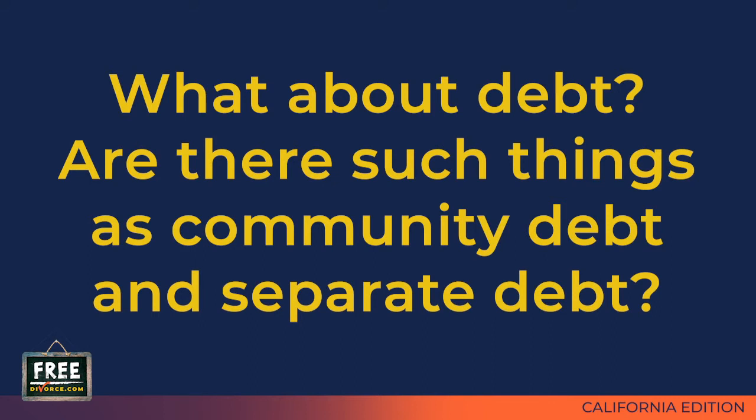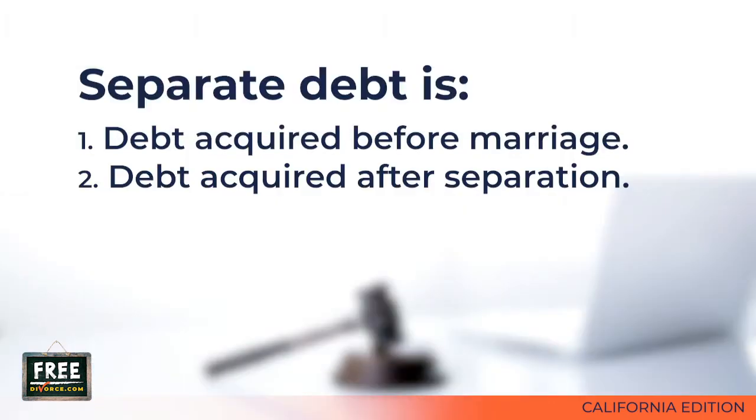Are there such things as community debt and separate debt? Yes. Separate debt is debt that was incurred prior to marriage. For example, if you borrowed $10,000 from your parents before the date of marriage and never paid it back, upon a divorce, that pre-marriage debt would be your separate debt and it would be assigned to you to pay.